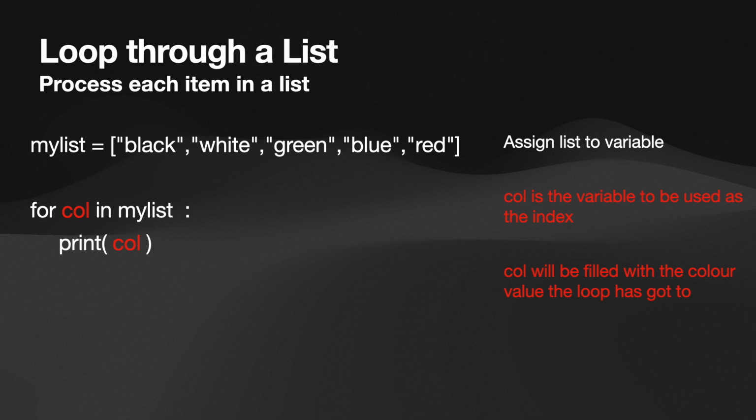So first time round it'll be black, then it'll go around again, then it'll be white, then it'll be green, it'll go around again, blue and red, so on. Looping through lists is super, super easy. It's learning that one line.